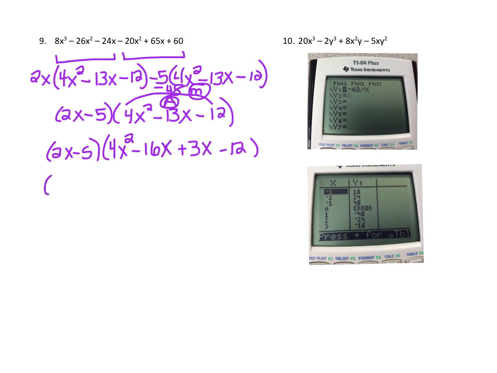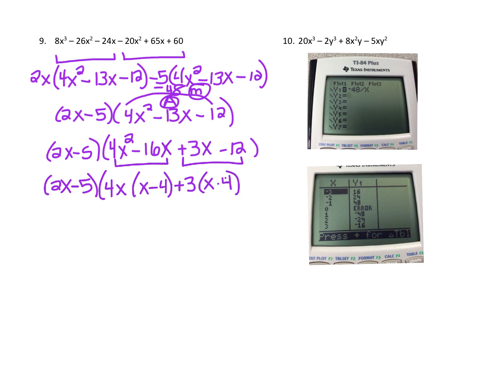Okay, so let's bring down the 2x minus 5. And then we're going to group. Out of the first 2 terms, we could pull out a 4x, which leaves me with x minus 4. Out of the next 2 terms, I could pull out a positive 3, which also leaves me with an x minus 4. And then let's bring down this 2x minus 5.